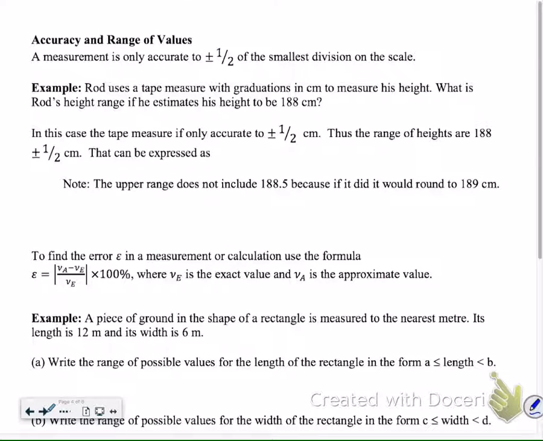All right, and then the last thing here, we're going to talk about accuracy and range of values. This is something that in your book does a little bit different than what I've seen other places, and so I'm not sure exactly which way to go about it here. So I'm going to go about it the way that I feel like you would be given on the exam. When you do a measurement, your measurement is accurate to plus or minus 1/2 at the smallest division on the scale. That's kind of easier to explain in an example.